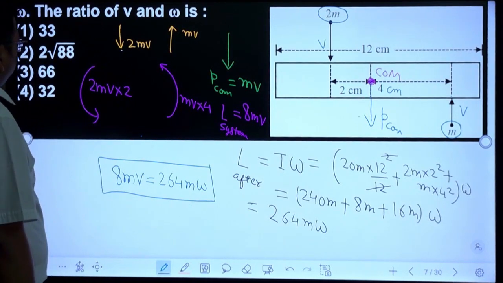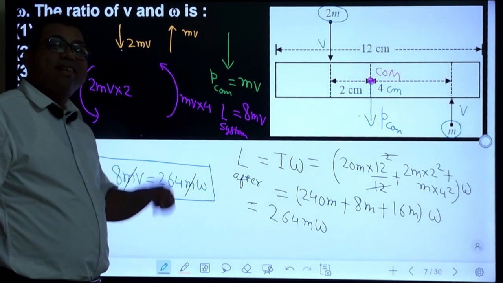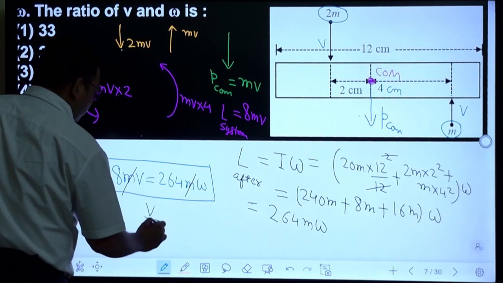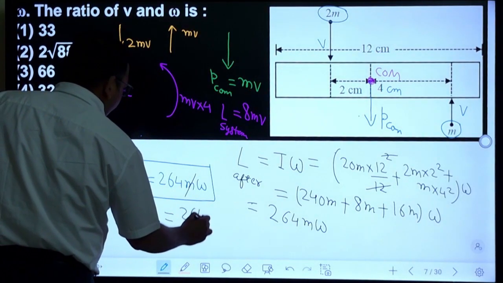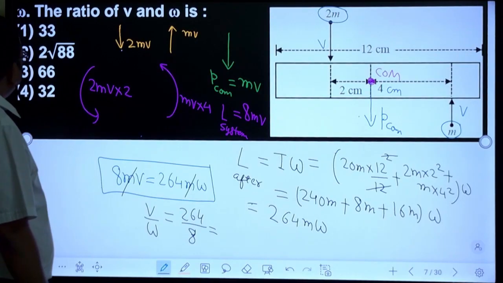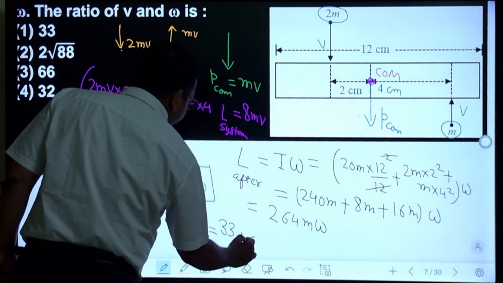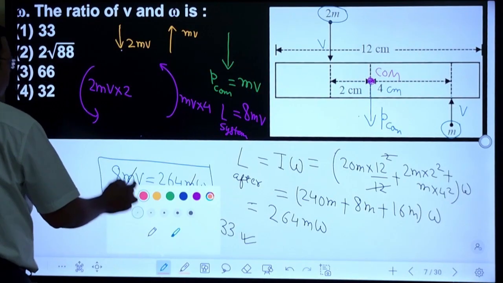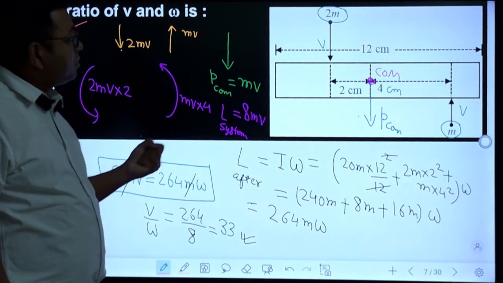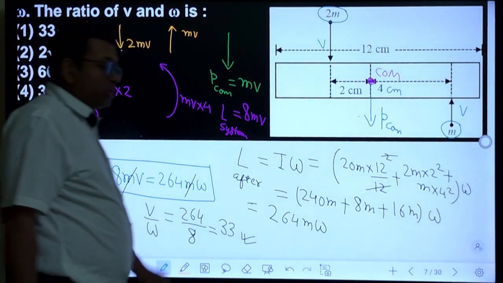So they are asking for a ratio. If they had actually asked for the values, it would have been a lengthy calculation, but they have asked for the ratio of v and omega. So the v by omega ratio is going to be 264 by 8. How much will it come to? Calculate. 8 into 33, 8 into 320, right? This is going to be the answer of this question. Although this question can go lengthy, for JEE Main, given the time available, they have not asked for lengthy calculations. Fine. Let us move to the next question.